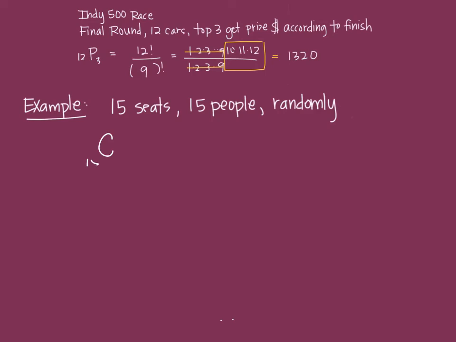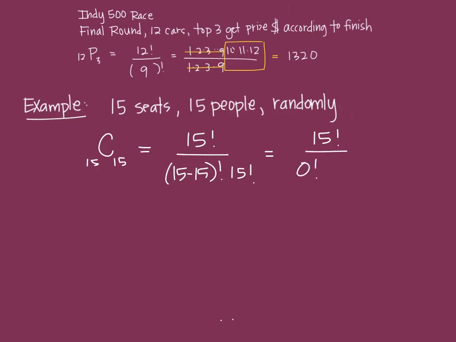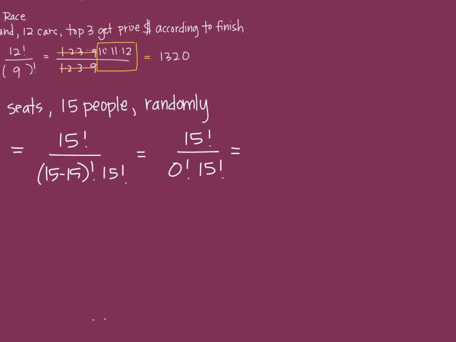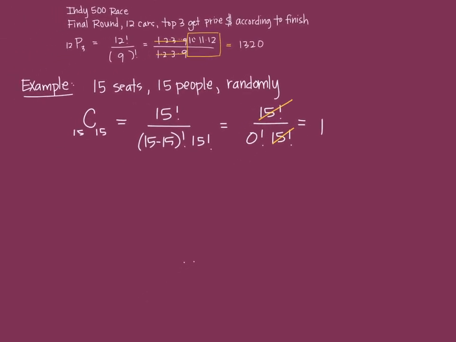So that would be 15 and 15. So we'd set that up as 15 factorial over 15 minus 15 factorial times 15 factorial. So we end up with 15 factorial over 0 factorial, 15 factorial. The 15s both reduce. We know that 0 factorial is 1. The answer is 1. There's only one possible outcome here.